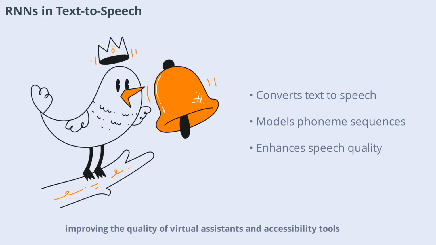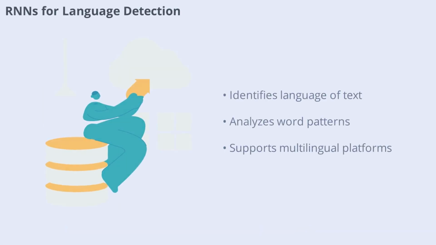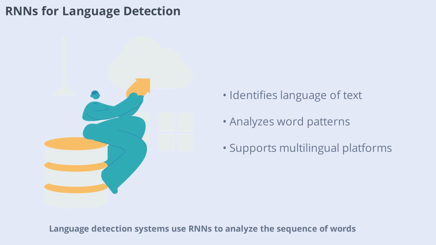Language detection systems use RNNs to analyze the sequence of words or characters in a text and determine which language it's written in. This is important for multilingual platforms and translation services, ensuring that content is processed and displayed correctly for users around the world.